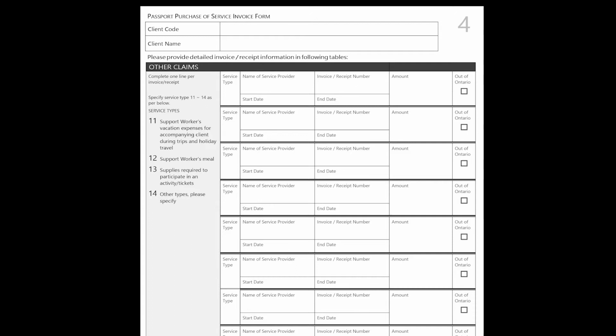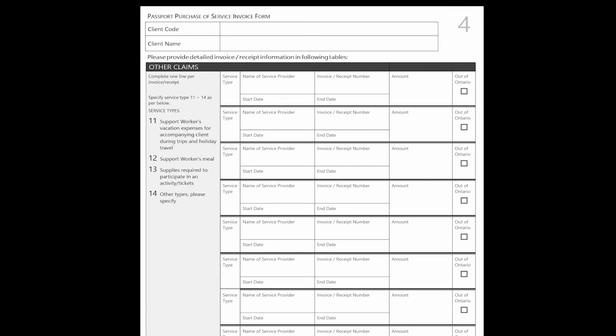The last page is page number 4. Page number 4 corresponds to page number 2, and page number 2 was your support worker hours. So page number 4 are other claims for the support worker. So if the support worker also has to buy an admission ticket to attend an event with an individual, you would record it on page number 4.